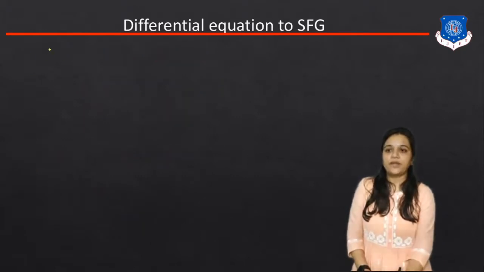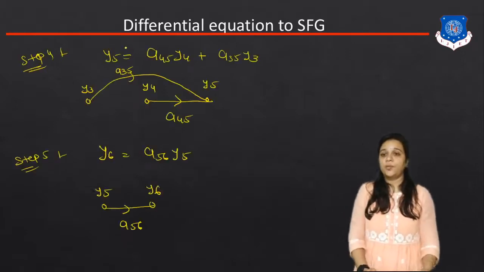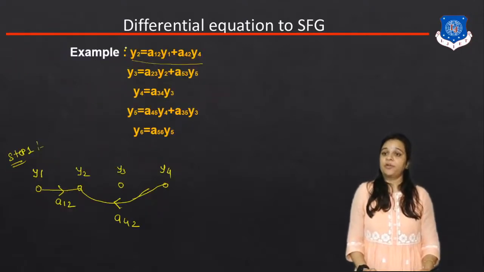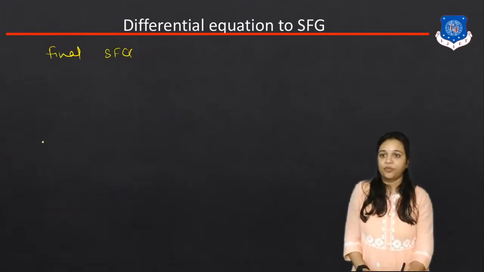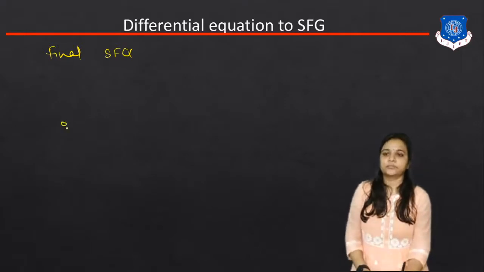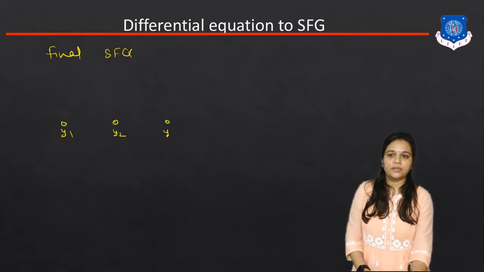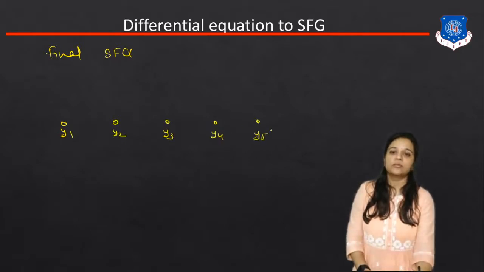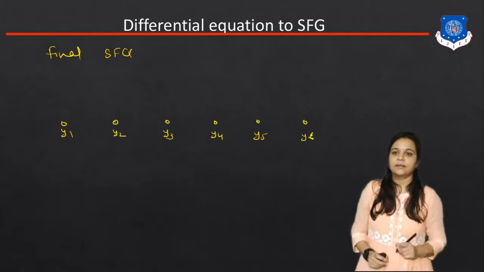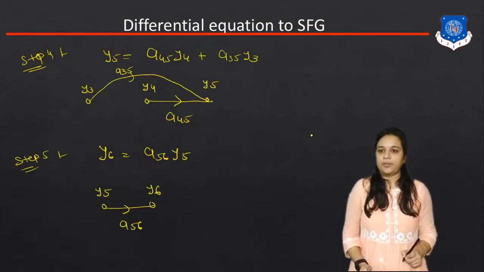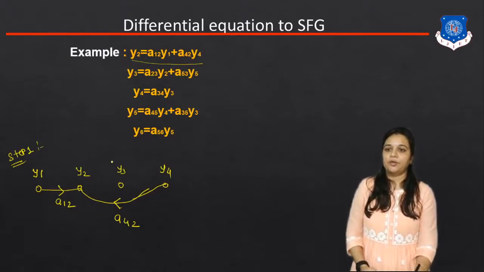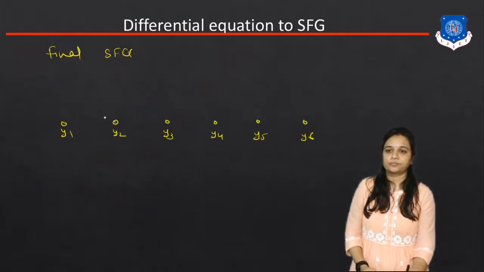So the final signal flow graph is this. First of all, you have to check how many nodes there are, starting from y1 to y6. So starting from y1, y2, y3, y4, y5 and y6. Clear?